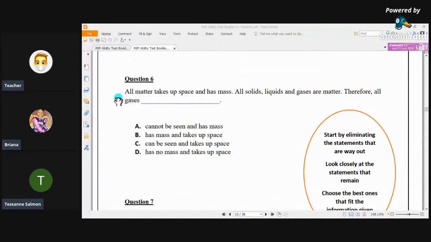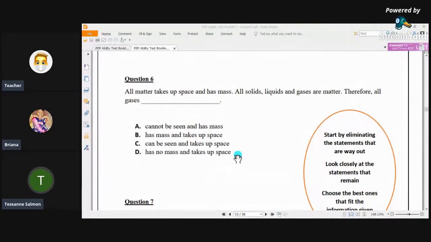Yes, sir. All matter takes up space and has mass. All solids, liquids, and gases are matter. Therefore, all gases: A, cannot be seen and has mass. B, has mass and takes up space. C, can be seen and takes up space. D, has no mass and takes up space. What's your answer, sir?